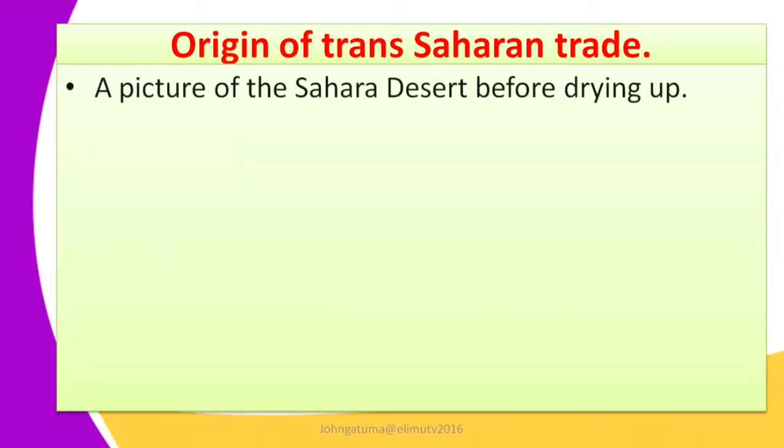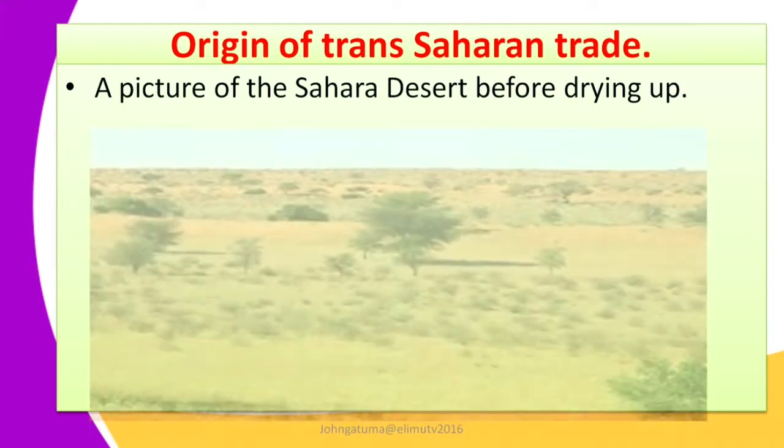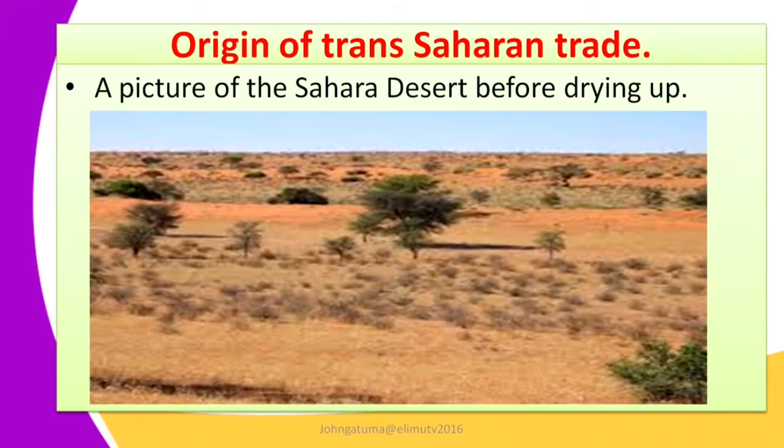Let us have a look at the origin of trans-Saharan trade. When we talk of the origin of the trans-Saharan trade, we shall dwell on the Sahara Desert. You can see a picture of the Sahara Desert before drying up. Initially, Sahara was not that dry. There was some vegetation, you can see some green, and if you view the history, you see there was even some settlement. So the Sahara was not that dry, but in the process of climatic changes, it changed to be the largest desert in Africa.